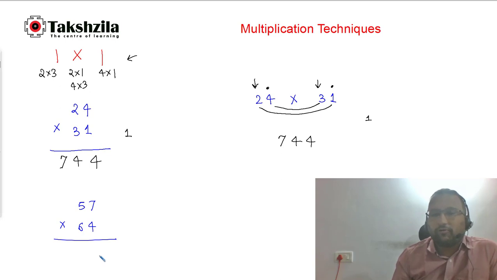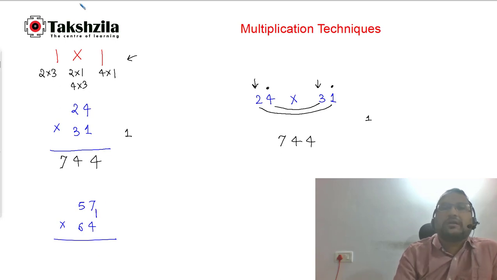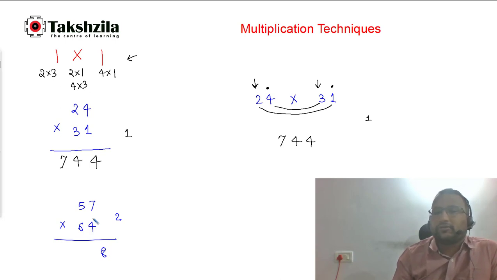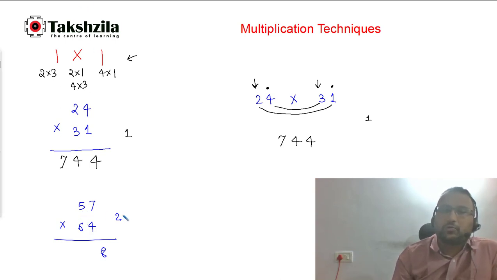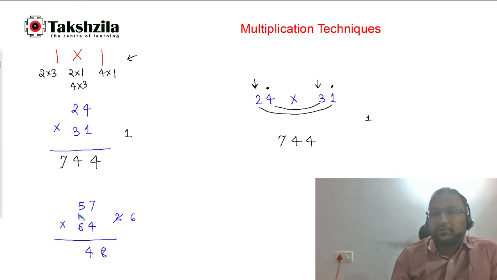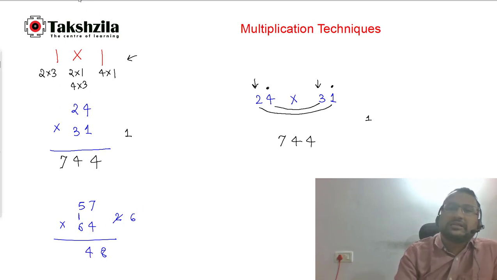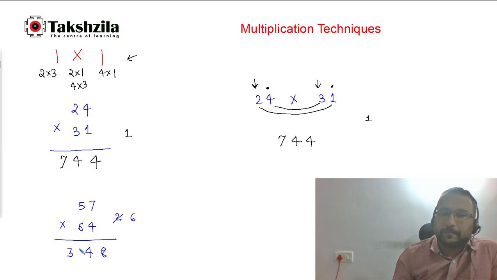So first of all, what we need to do? 7 into 4, 28. Then cross multiplication, 7 6s are 42, 5 4s are 20. 42 plus 20, 62 plus 2. 62 plus 2 is 64. Then 5 into 6, 30 plus 6 is 36.